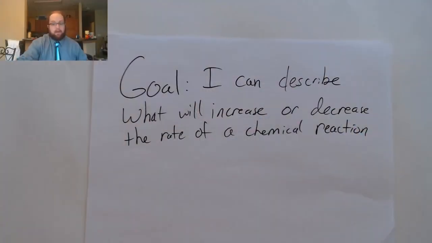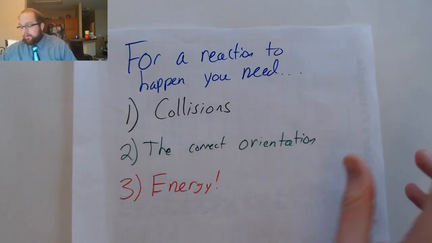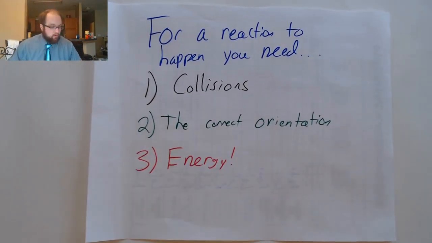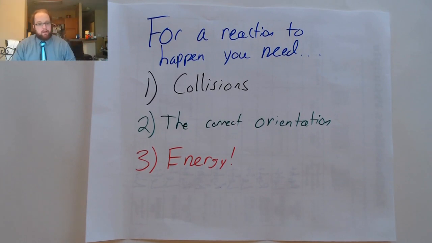Sometimes reactions will be different depending on the different types of chemicals. So, what do we need in order for a reaction to take place? You need three major things. Those are the collisions, that orientation, and energy. And if you don't have all three of these things, no chemical reaction can take place.